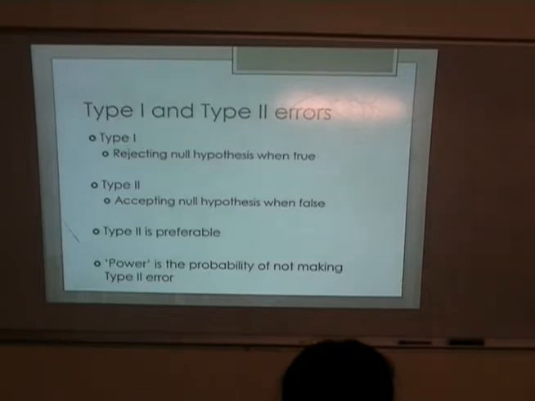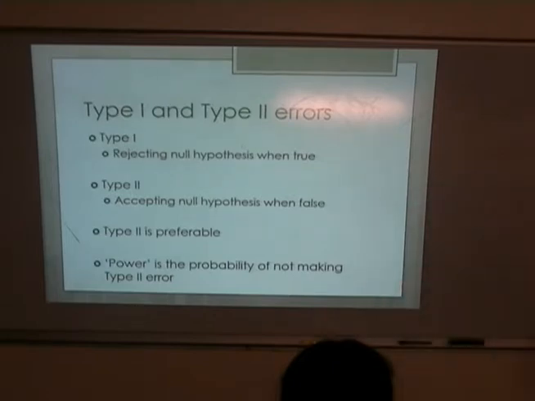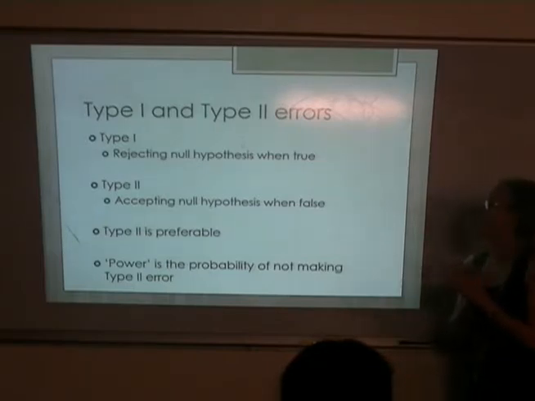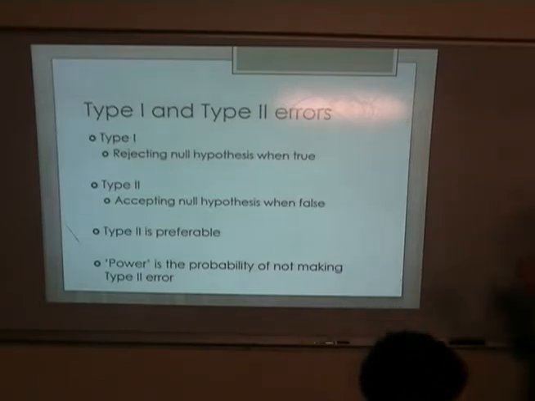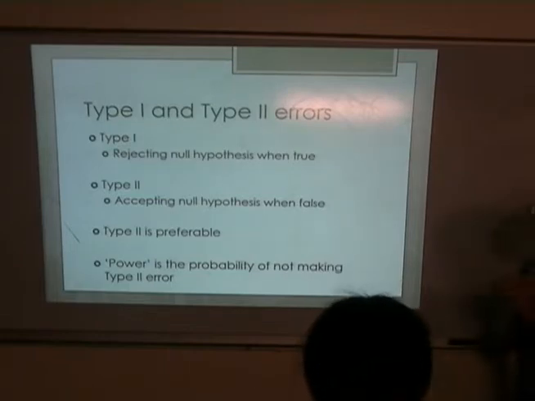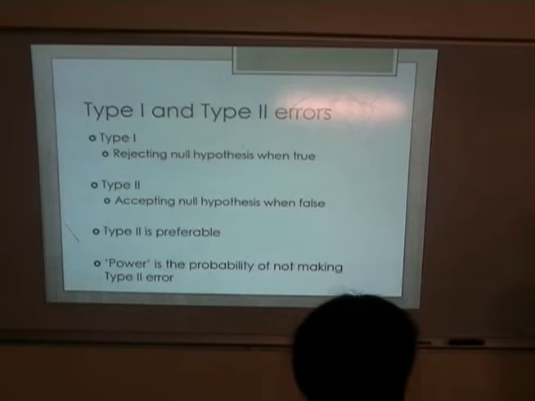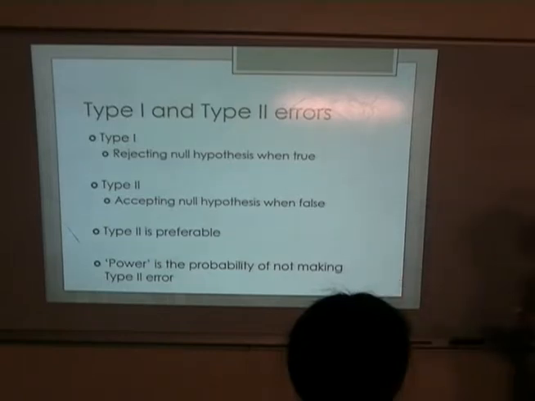Okay, so type 1, type 2 errors. Again, language that you will probably see during your time reading research. Type 1 error is really bad. A type 1 error means I reject the null hypothesis when actually the null hypothesis was true. So let me go back to the drug example.